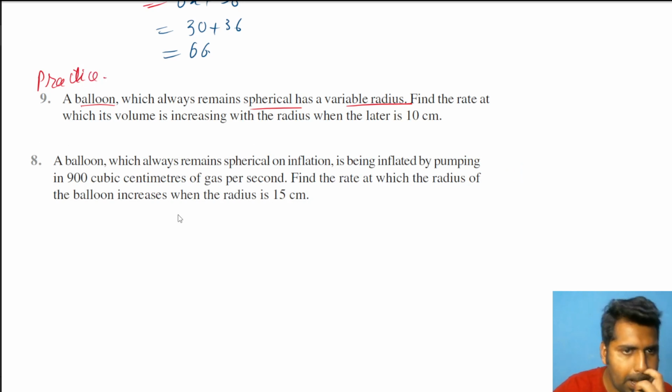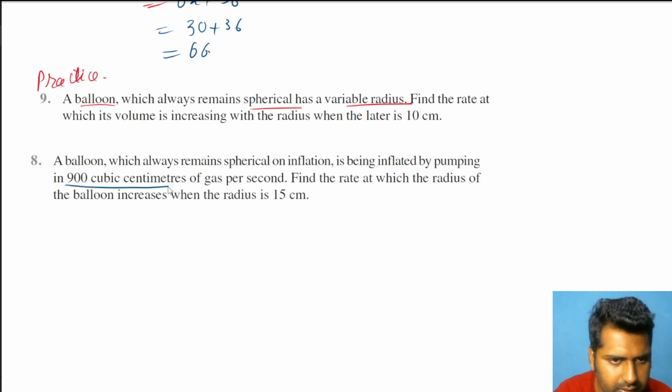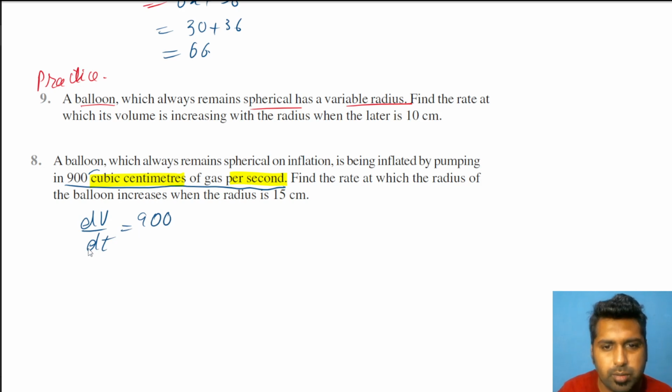Okay. Now this time the question is saying that the balloon, which always remains spherical, is again being inflated by pumping 900 centimeters of gas per second. Now sometimes this quantity is not clear. What is this? Again you can take the help of the units. What is the unit? Cubic centimeter per second. That means this is volume. This is nothing but dV by dt is 900 because it is increasing. You are pumping. He's saying find the rate at which radius of the balloon increases when radius is 15. So r value is given to you. dV by dt is given to you, centimeter cube per second. So relate it.